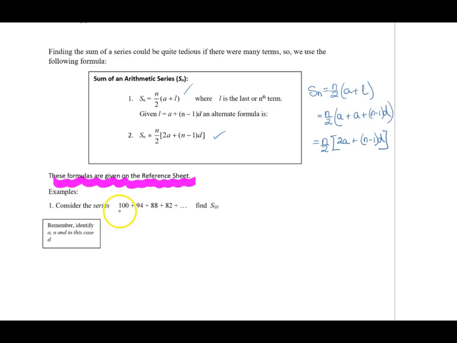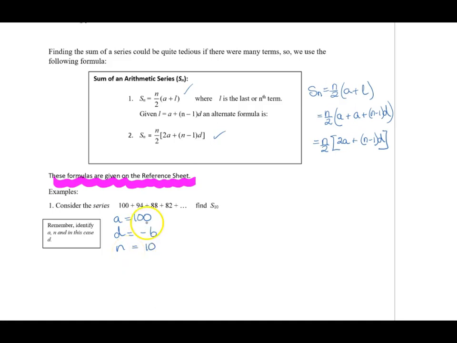So it's saying, consider this series, 100, 94, 88, 82, and find the sum to 10 terms. What pieces of information do we have? Remember, identify a, n, and in this case d. We should have progressed far enough that we can do that for ourselves. So we can see, hopefully, that a is equal to 100, d is equal to -6, and n is going to be 10.